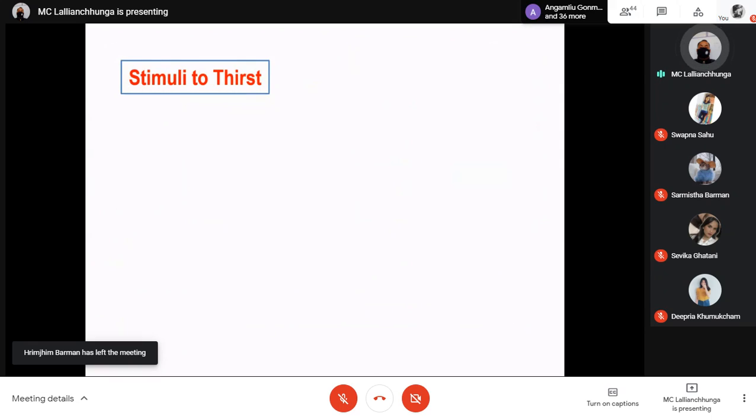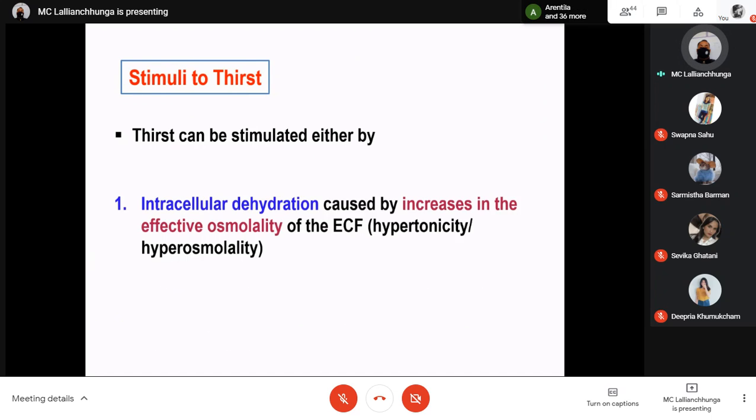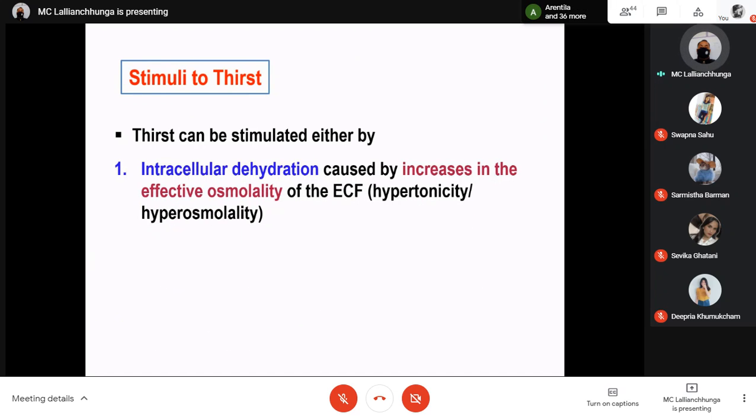So what are the stimuli for thirst? What are the stimuli for thirst? Number one, it can be stimulated by intracellular dehydration.